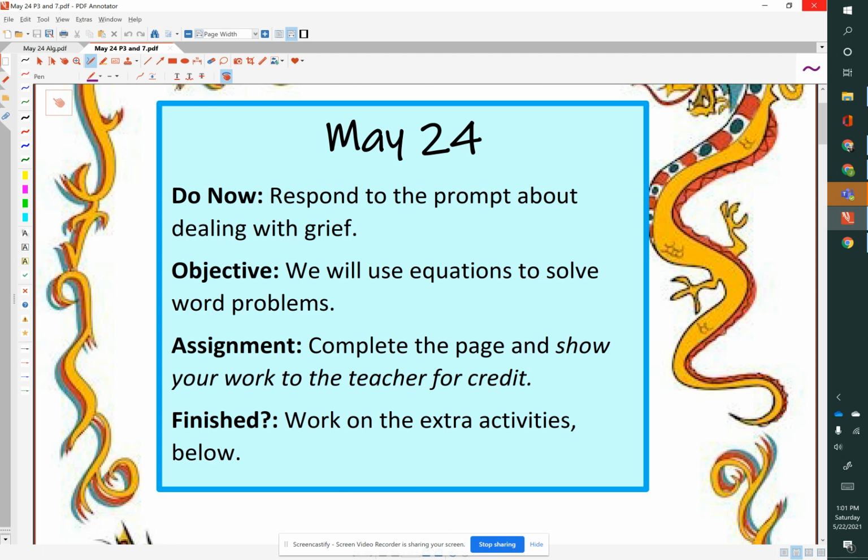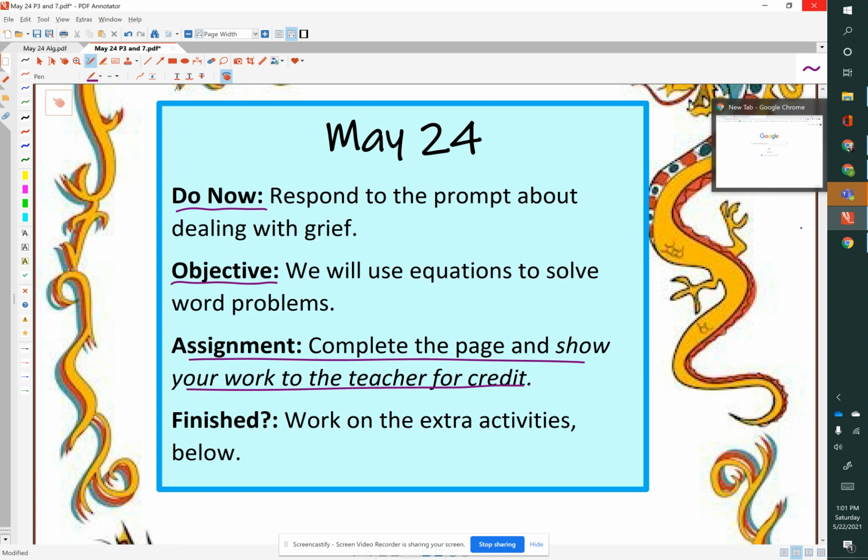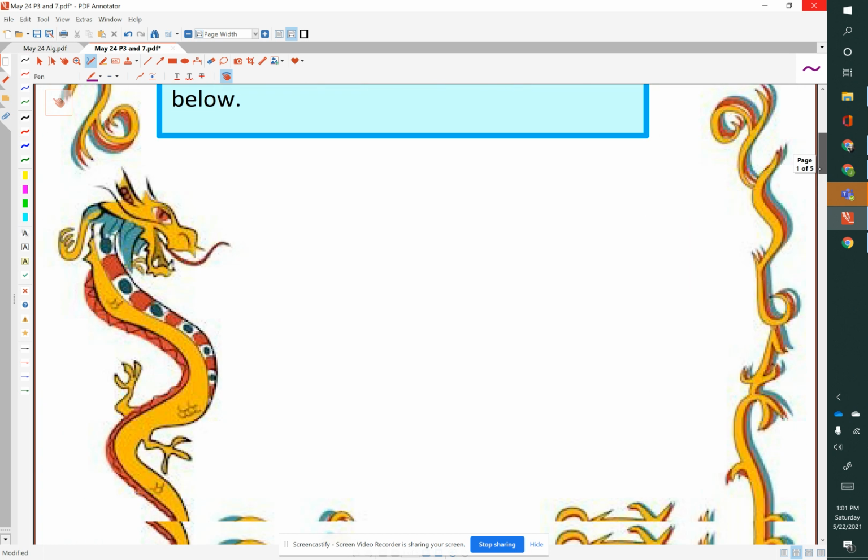Today we're going to be talking about using equations to solve word problems. Our do now will be about dealing with grief, and after you finish your work, make sure you show it to me to get credit for your hard work. And we have some extra activities for you when you've finished your work today. So let's look at the do now.